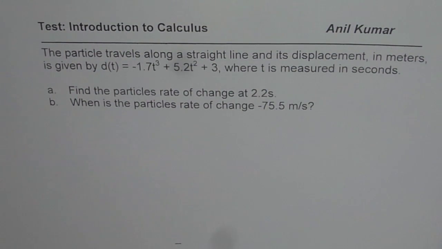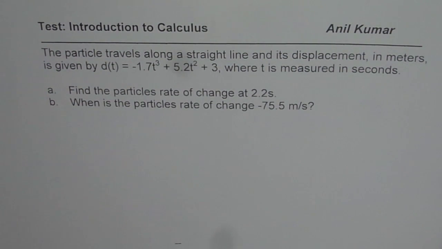The question is: a particle travels along a straight line and its displacement in meters is given by d of t equals minus 1.7 t cubed plus 5.2 t squared plus 3, where t is measured in seconds. Find the particle's rate of change at 2.2 seconds. When is the particle's rate of change minus 75.5 meters per second?